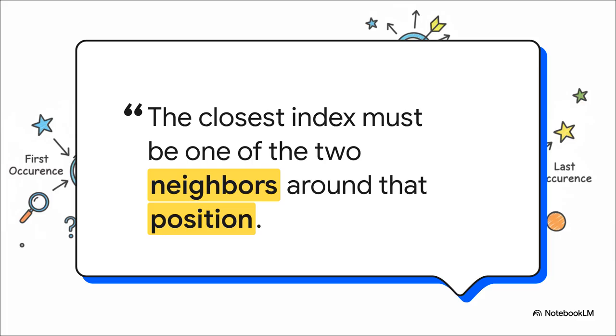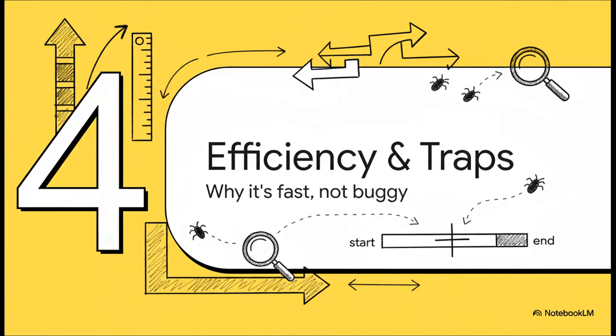Like, what if the search goes off one end of the array? And you should always have a clear tie-breaking rule. So if two numbers are equally close, you just say, I'll always pick the one with the smaller index. Done.